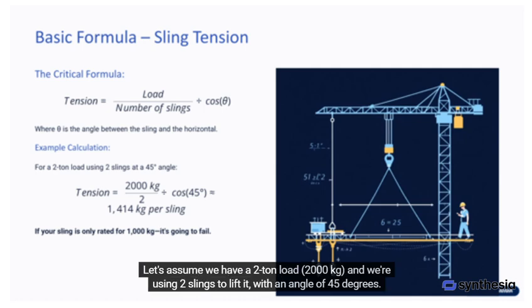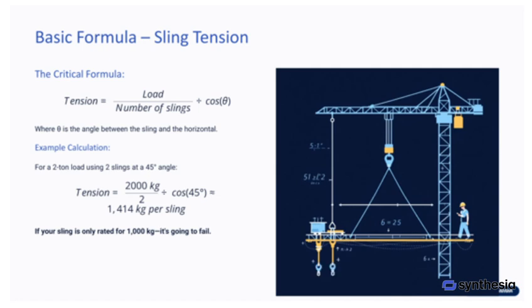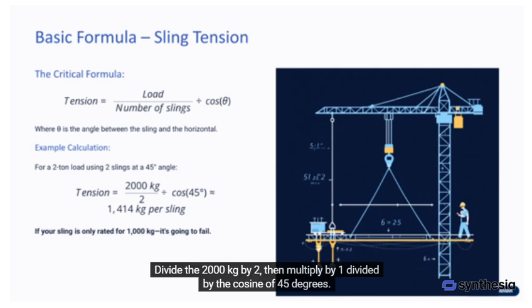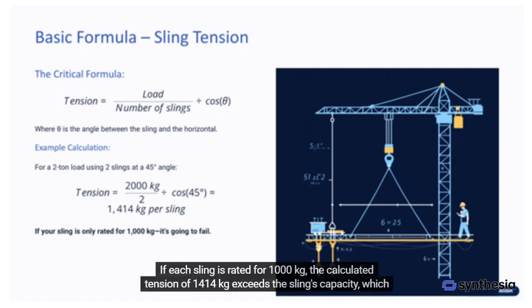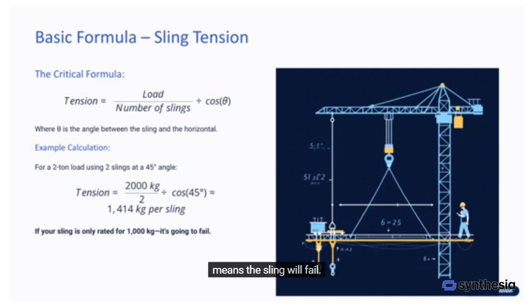Example calculation. Let's assume we have a 2-ton load, 2,000 kilograms, and we're using 2 slings to lift it with an angle of 45 degrees. Now we apply the formula, divide the 2,000 kilograms by 2, then multiply by 1 divided by the cosine of 45 degrees. The result will be 1,414 kilograms per sling. If each sling is rated for 1,000 kilograms, the calculated tension of 1,414 kilograms exceeds the sling's capacity, which means the sling will fail.